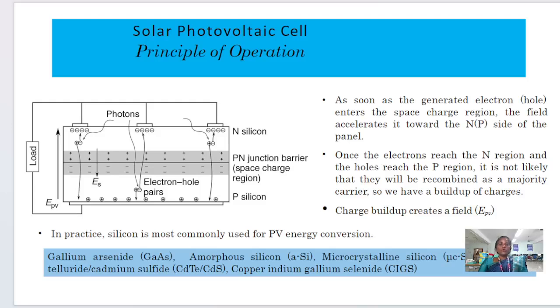Silicon is the most widely used material for solar cells. Other materials include gallium arsenide, amorphous silicon, cadmium telluride, and copper indium gallium selenide, each having specific advantages for different applications.